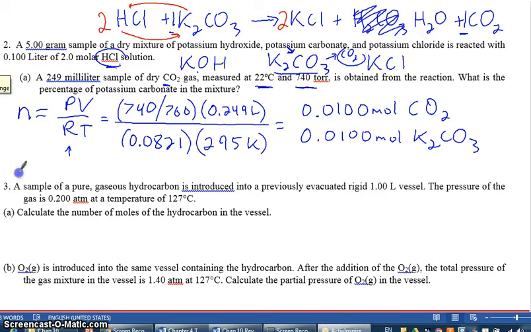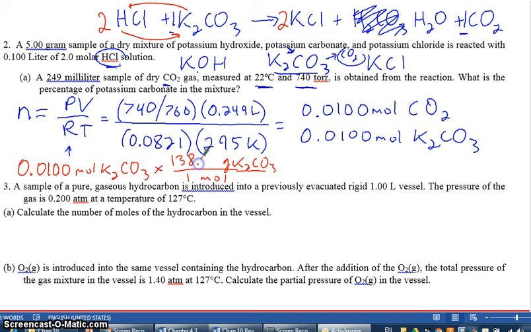So we got ourselves 0.0100 moles of potassium carbonate. A mole of potassium carbonate, if you add up the molar mass, grams of K2CO3, should get you 138.21. Verify that. And if we do this calculation, we should get ourselves 1.38 grams.